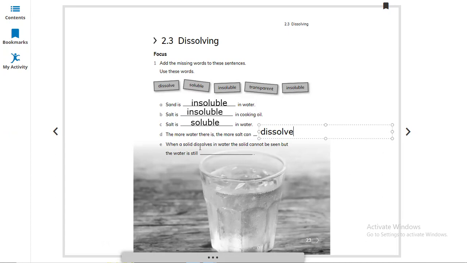When a solid dissolves in water, the solid cannot be seen, but the water is still transparent, like sugar. The small particles of sugar are solid, so when you put them in the water and mix, you can still see the water clearly. It's transparent. Transparent means you can see from one side to the other side without hassle. If you put water inside a glass, add sugar and mix, you can still see from one side to the other side. So it's transparent.